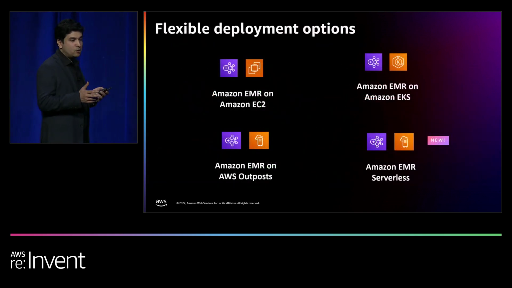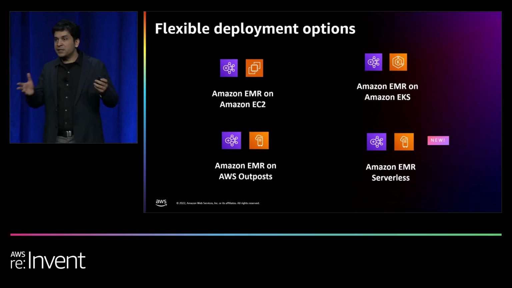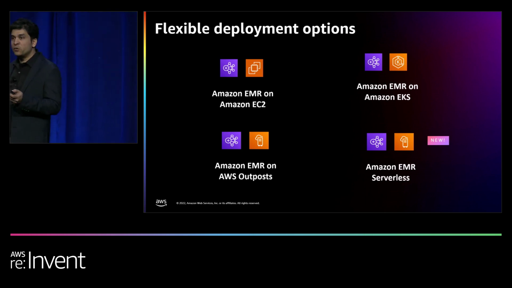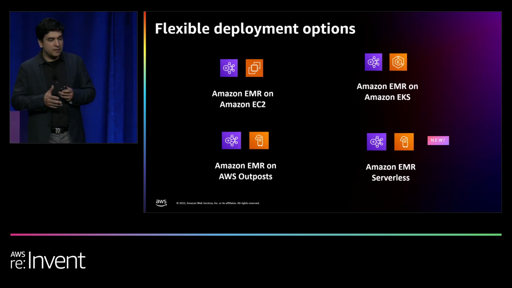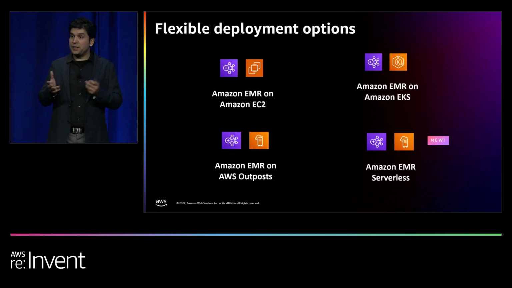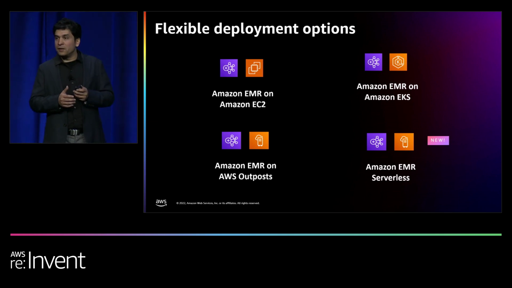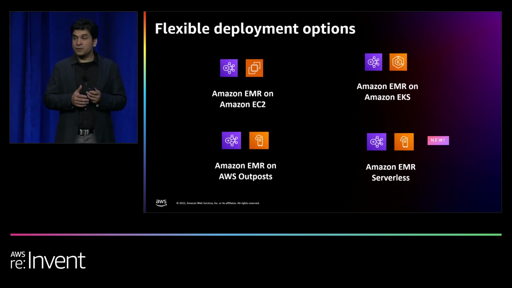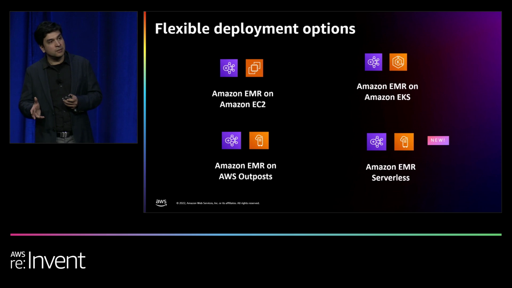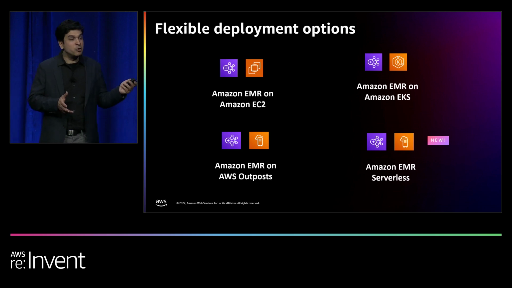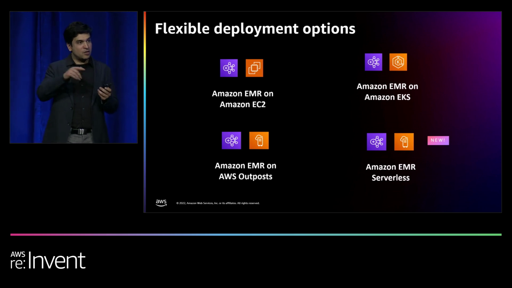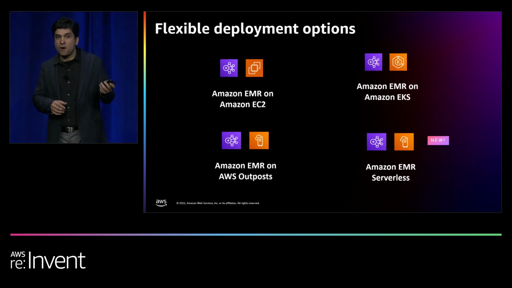So EMR on EC2 gives you the widest range of EC2 instance choices. Many customers here are moving to Graviton 2, which is our newest generation of ARM64 processors that give you a cost as well as performance advantage. You get the widest options of engines here. We have around 21 options of applications that you can launch an EMR cluster with, the most common being Spark, Hive, Presto, and Trino.